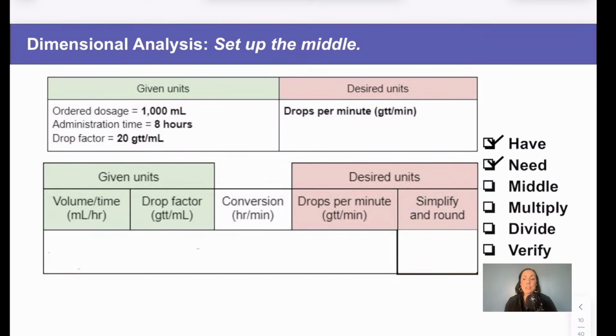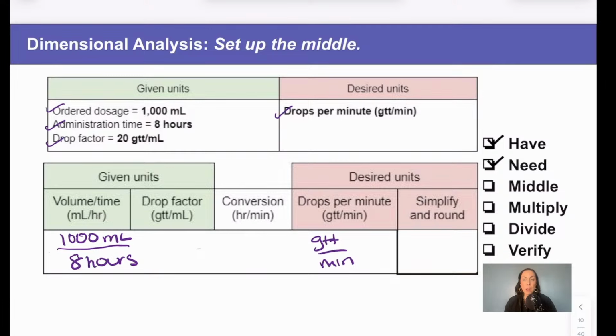So remember, with dimensional analysis, on the right side we put what we are trying to find, which is this drops per minute. And remember, a good rule of thumb is to mark it off as you go so you don't accidentally plug something in twice. Then over on the left, I can take any one of these numbers and plug it in, but I'll start here with my ordered dose, which is 1,000 mLs. And I already know I can put that over my time, over 8 hours. And then the last thing I have to plug in is this 20 drops per mL.